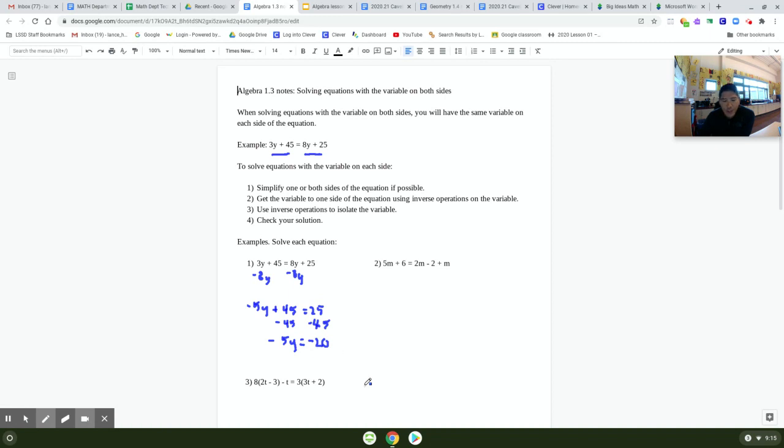You need to be proficient with adding and subtracting and multiplying and dividing positive and negative numbers. If you're still having a little bit of trouble with that, just keep practicing and or use a calculator.